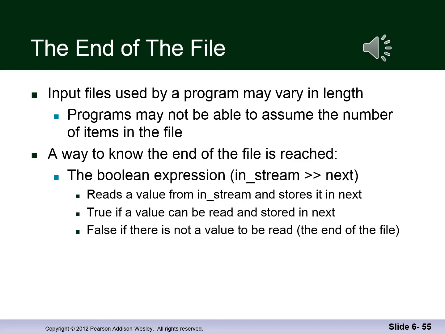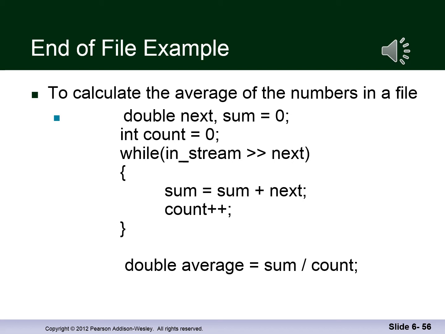Here's an example of some code that's rather commonly used. Calculate the average of numbers in a file. And with this code, there could be three numbers. There could be 3,687,263 numbers. It doesn't matter. This code is going to read in each number sequentially, add it to sum, and increment the counter until it reaches the end of file. In other words, until the condition in the while statement goes from true to false, and that is when it reaches the end of file.